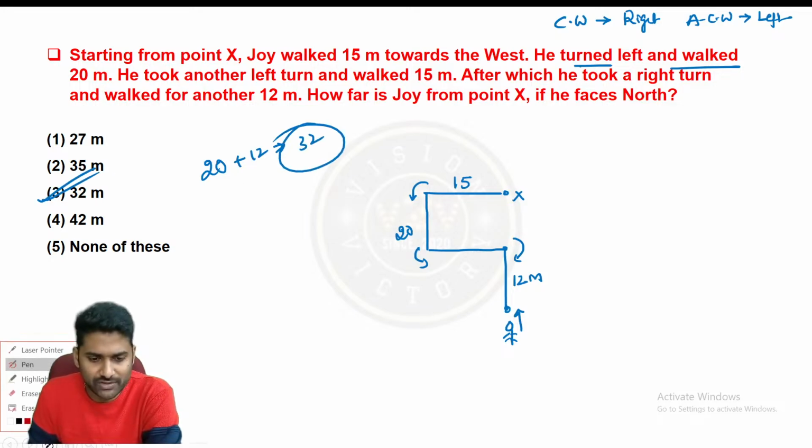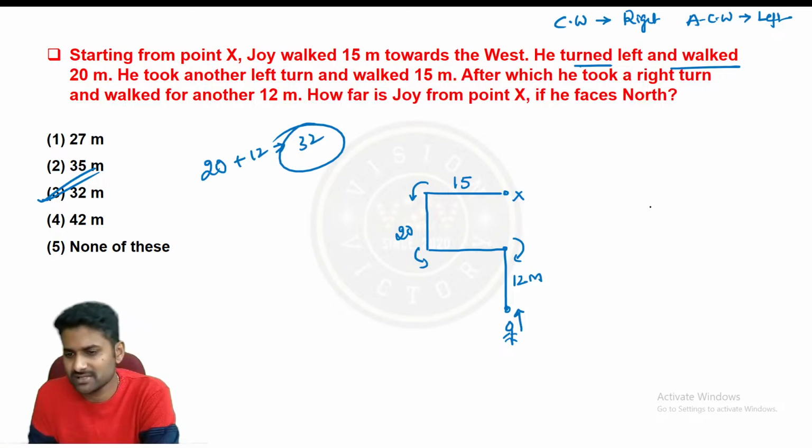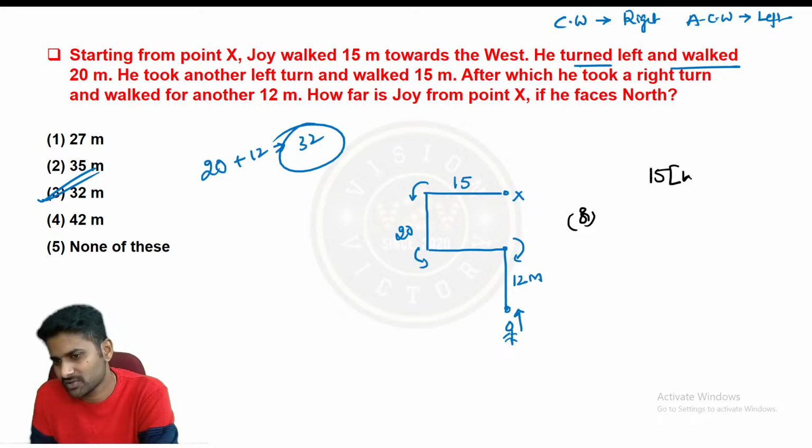Guys, if you are interested, you can go through the diagram. Otherwise, just form an equation. I will tell you the equation method also. Initially, X moves towards west by 15 meters. He turns to the left side. So guys, what is the left side of west? The left side of west is south, and he covered 20 meters.